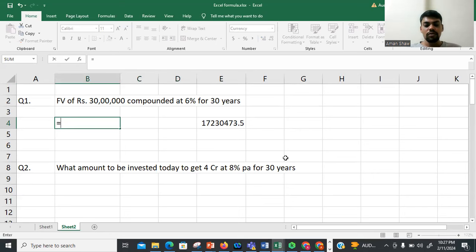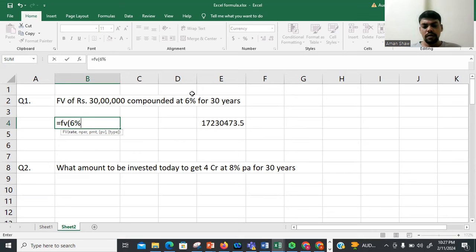So we will use the future value formula in this case, because you need to calculate what the future value will be of the amount invested today. The future value formula is FV, bracket open. The first thing it asks for is the rate. So the rate will be 6% in this case.